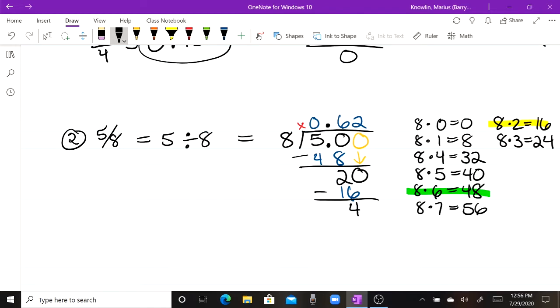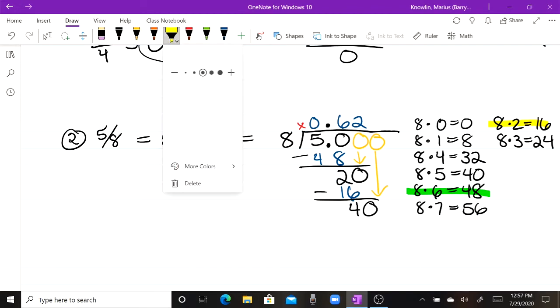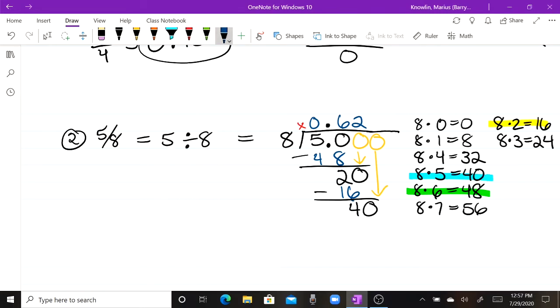8 doesn't go into 4. So above here, I need to stretch my line out. I'm going to have to add another 0 and drop that 0 down. And now this becomes, how many times does 8 go into 40? And we have that one right here. We know that 8 goes into 40 5 times. So now I'm going to do 8 times 5, which is 40. We're going to subtract. 40 minus 40 is 0.